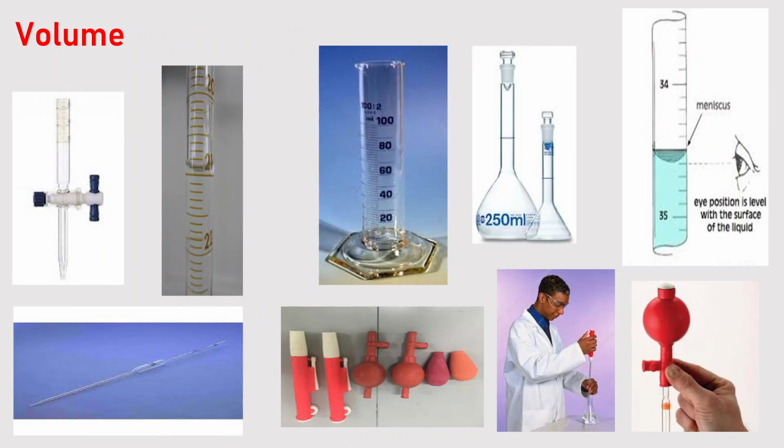The burette and volumetric pipette are more accurate than this cylinder. If we compare the burette and the cylinder, I will explain this with the help of the scale division. If you look carefully at the scale division of the burette from 21 till 22, the scale division is 0.1 centimeter cube.